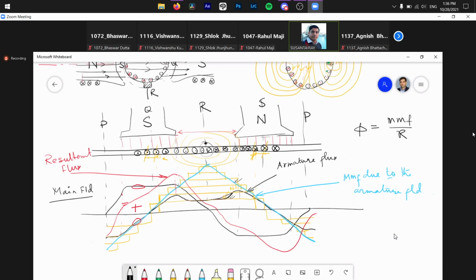If you have the book, which book do you have with you? Not now, maybe after the class you can access that. Any book do you have? Sir, I have JB Gupta.